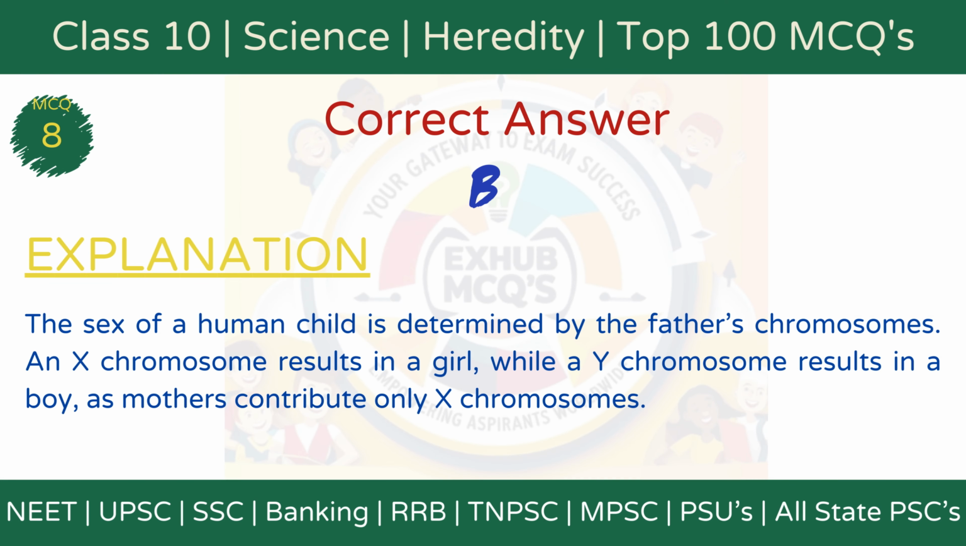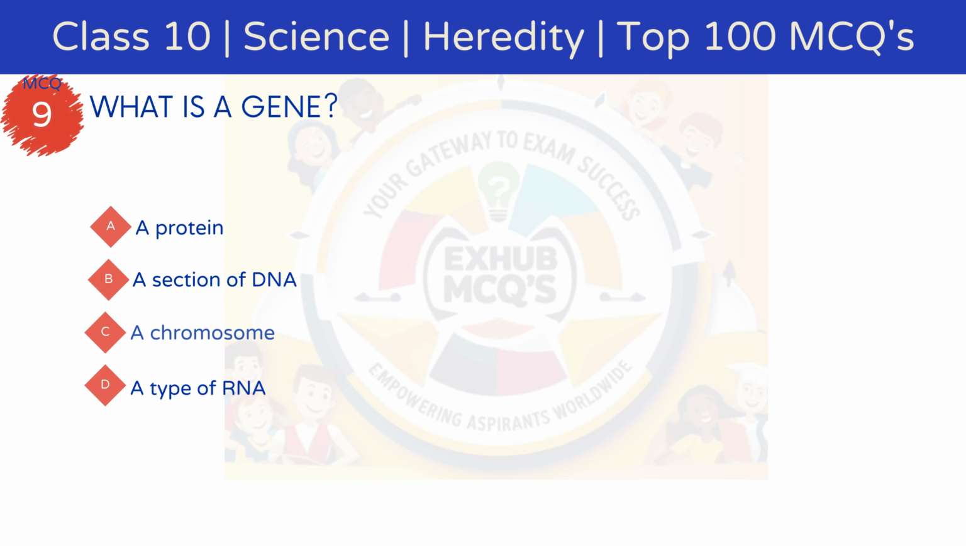The correct answer is option B, father's chromosomes. Explanation: the sex of a human child is determined by the father's chromosomes. An X chromosome results in a girl, while a Y chromosome results in a boy, as mothers contribute only X chromosomes.